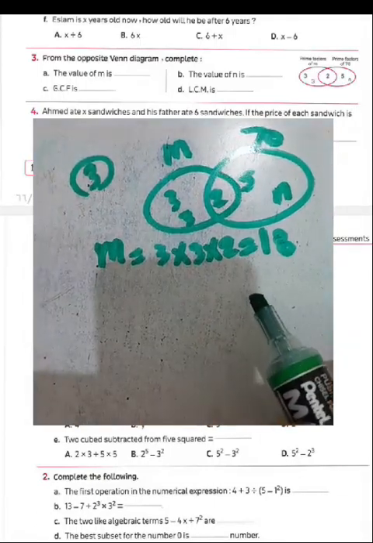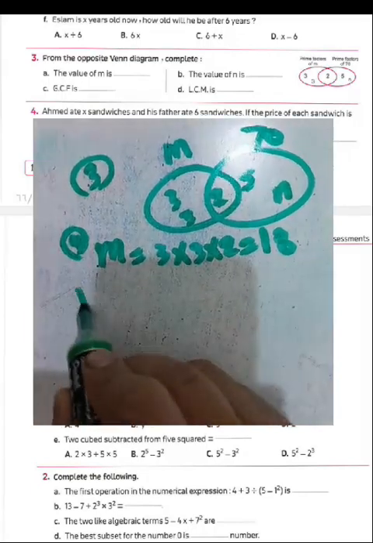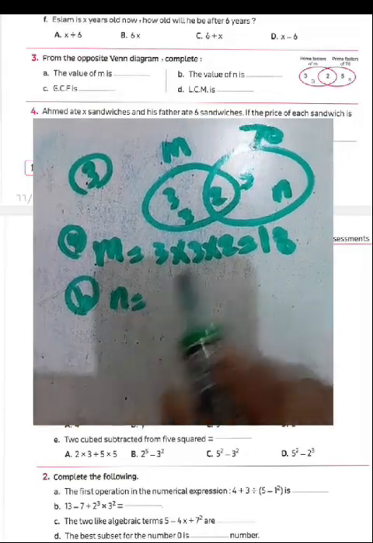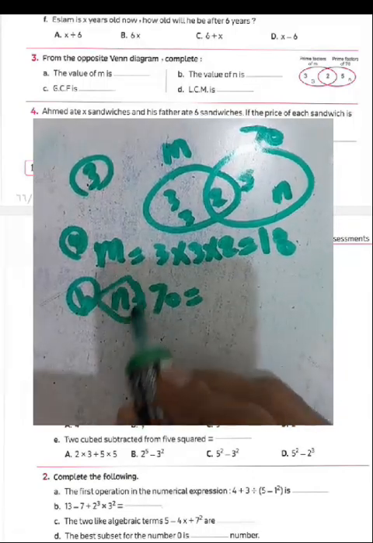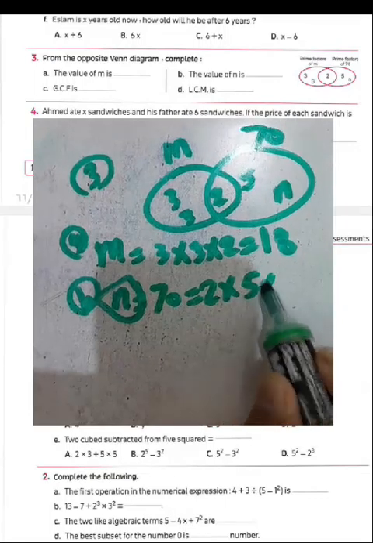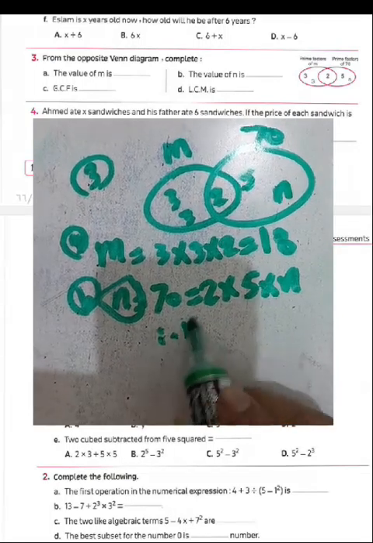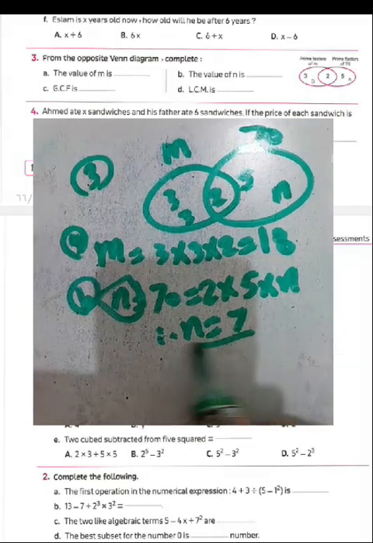And n equal what? We know 70 equal 2 times 5 times n. We can find n. 2 times 5 equal 10. 10 times 7 equals 70. Then n here will be equal 7, because 2 times 5 equal 10 and 10 times 7 equals 70.